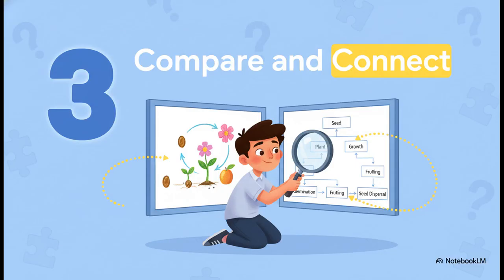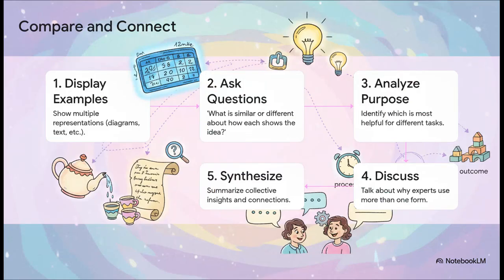This is where we really start to sharpen those analytical skills by putting different versions of the same idea right next to each other and asking, okay, what's going on here? This strategy builds such a critical skill. So you might show a data table, a written paragraph, and an analogy, all explaining the same concept. Then you just ask, what's the same? What's different? Which one would be best if you wanted to see the final outcome versus the process? You're helping them see that different tools are for different jobs, which is exactly how experts think.